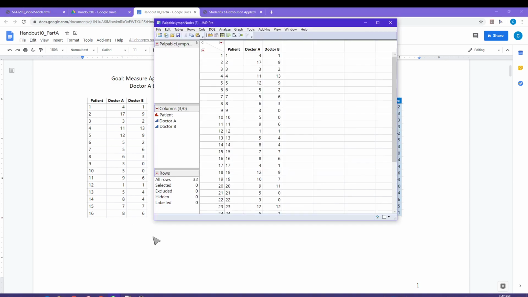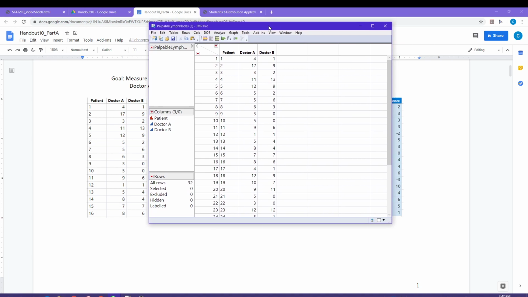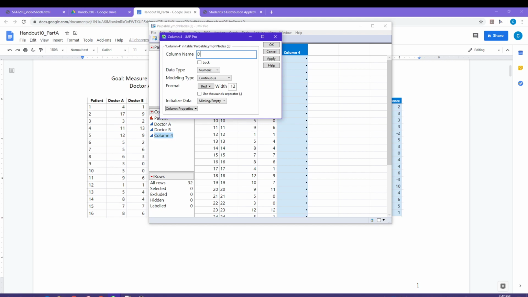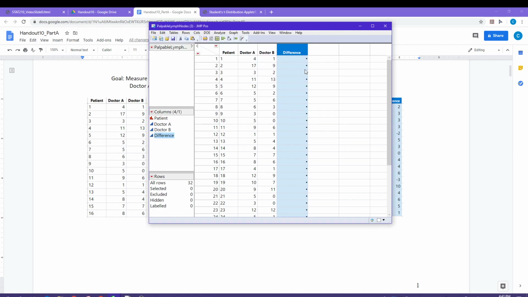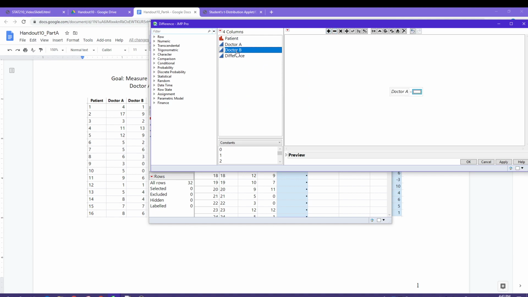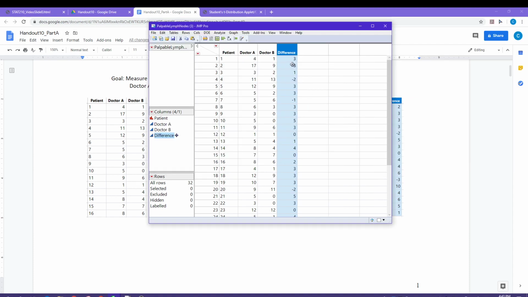So if we open that data set, we can see that we have the patient, we have the count from Dr. A, and we have the count from Dr. B. The first thing that we're going to do is compute the differences between Dr. A and Dr. B. So my goal here is to compare the data across. I want to compare that 4 to that 1, or I want to compare that 3 to the 2, all the way down. So in order to do that, I'm going to create a column of differences. So let's go ahead and do that inside JMP. Call it differences. And that is going to be computed as simply taking Dr. A minus Dr. B's count. The analysis is going to proceed with this column of differences.